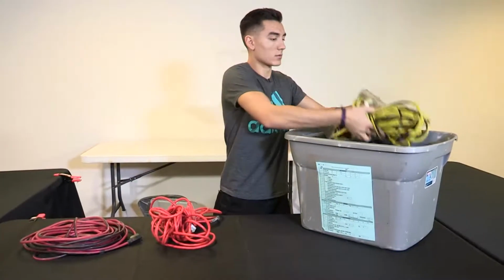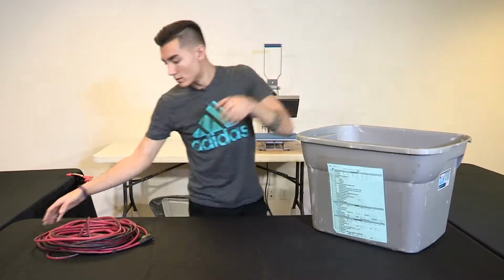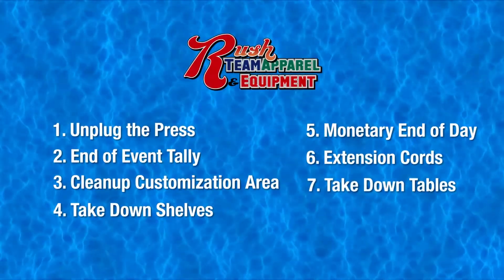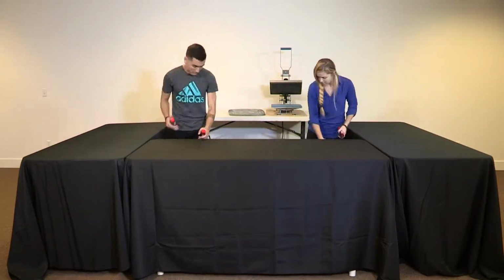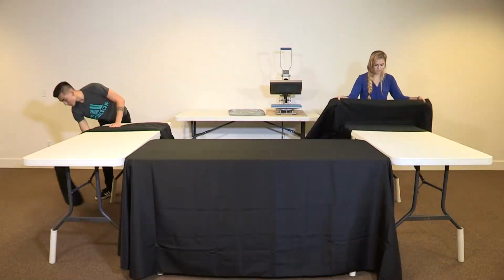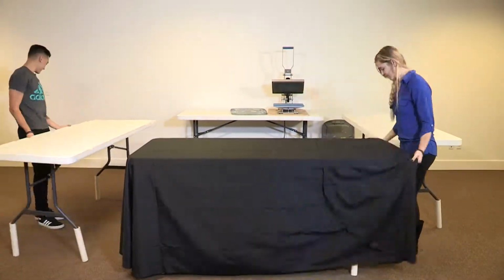Step 6 is to gather up all the extension cords. After you wrap them up, be sure to put them back into the bin in which they came. Be sure if the event started with 3 cords, 3 cords are going back with you. Step 7. Remove the clamps. Fold the tablecloths. Remove the table legs and fold the tables. Tables should go back where they were found, to the site location or into the trailer.